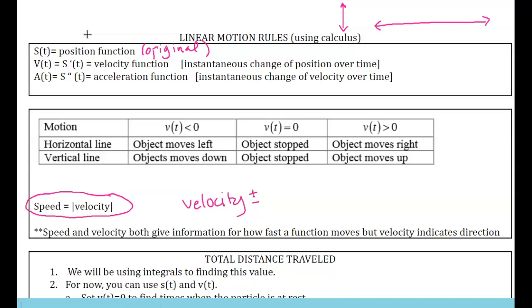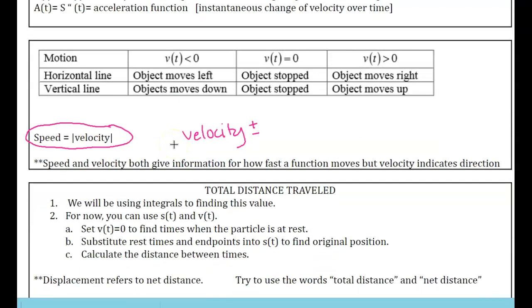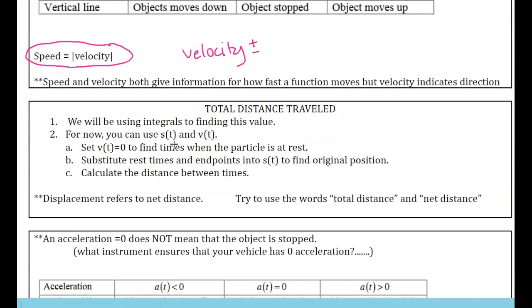If our velocity is 0, it means our object is stopped. So it might say, like, when did the car come to rest? You would take the derivative, set it equal to 0, and solve it. Moving to the right or moving up is going to be when your velocity or derivative is positive, okay?